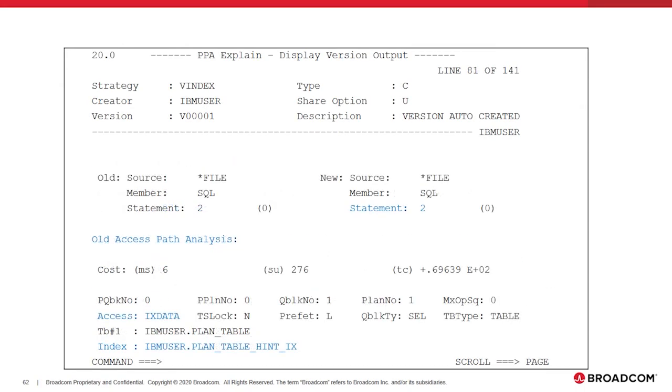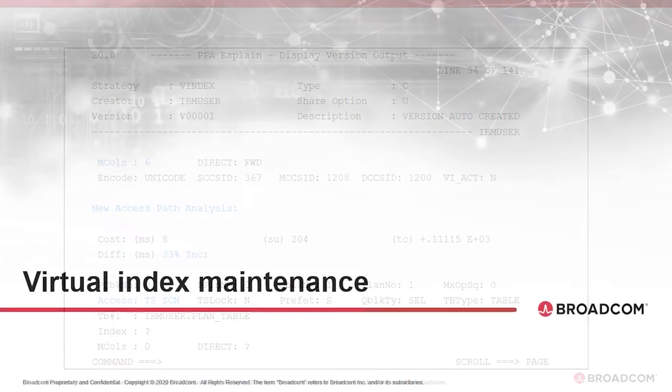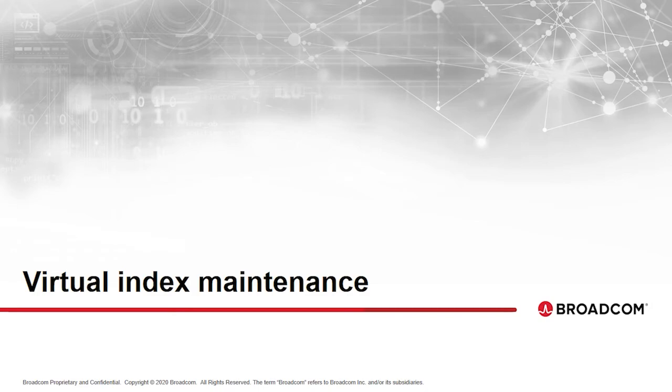This is for the second cycle statement. The old access path is index scan. Now the new access path is tablespace scan again. No index is available anymore. The virtual index can be updated, dropped, or disabled after it is created.